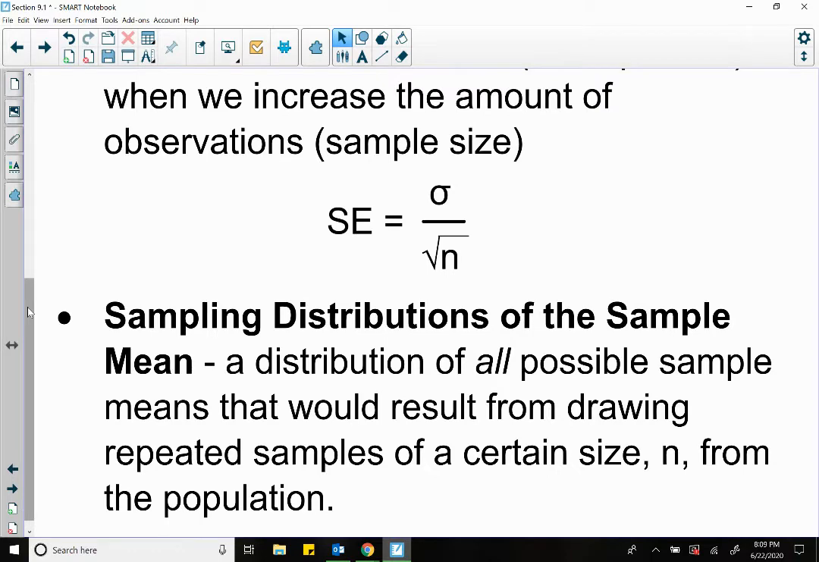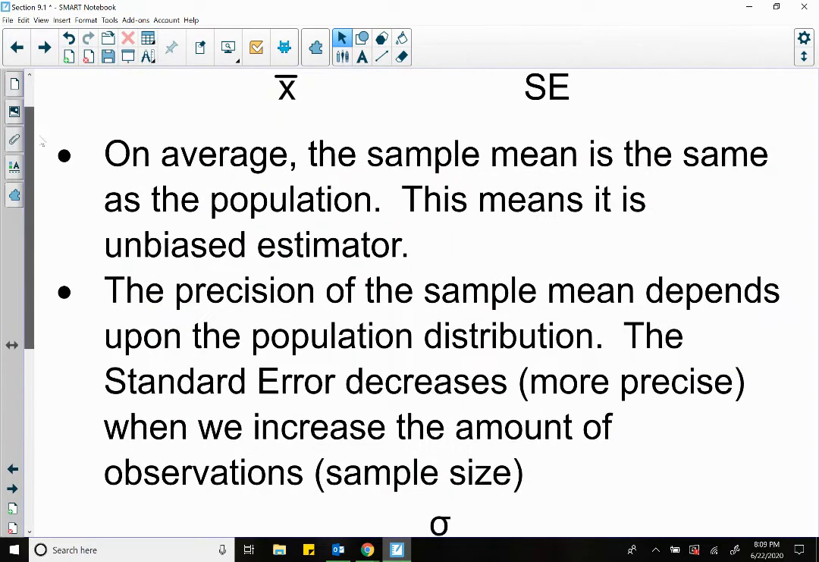And with that being said, again, when we talk about these sampling distributions, this is true for them: on average, the sample mean is the same as the population mean. And the precision will increase, or, well, really depends upon the population distribution. Or in other words, the standard error decreases with the increase in the sample size.